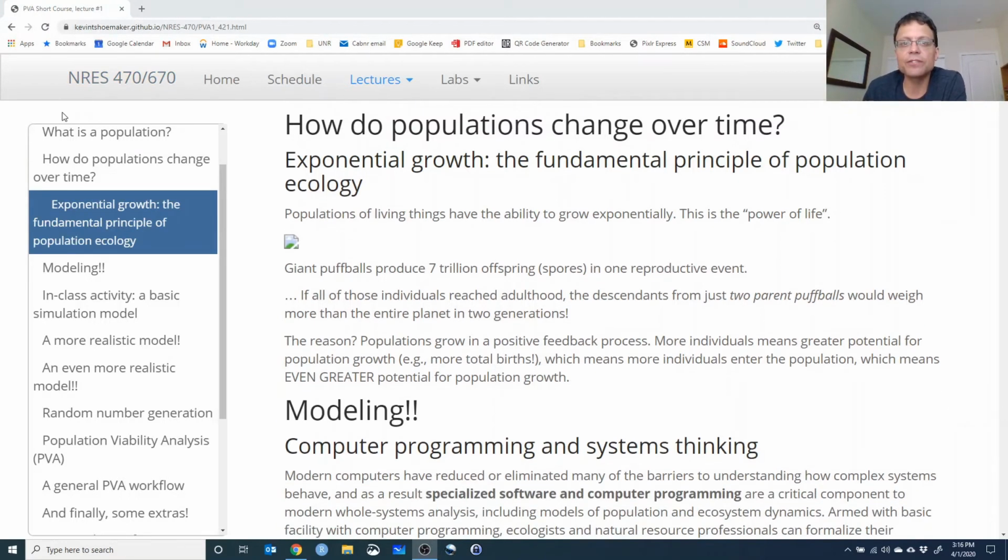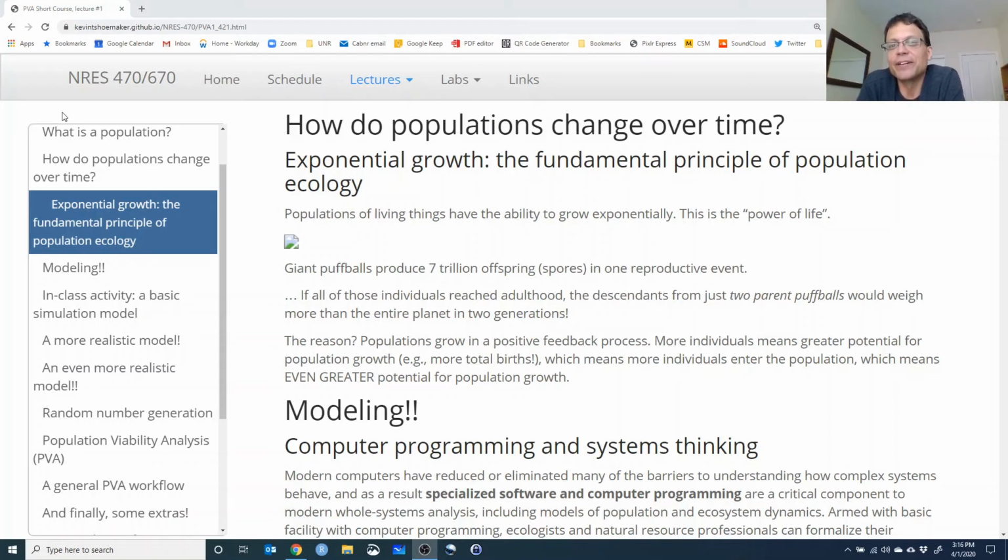Now, if all those offspring reached adulthood successfully, the descendants from just 2 parent puffballs would weigh more than the entire planet in 2 generations. That is the power of life. Life has the power to grow exponentially.